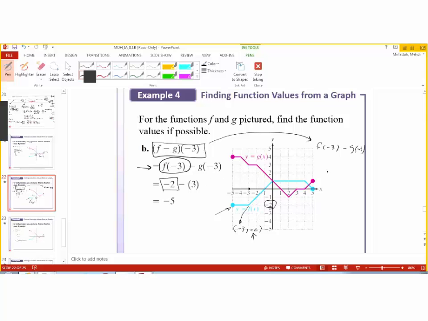And for the next one, you look at the g function, which is this one here, g of minus 3. G of minus 3 means at x equal to minus 3, come up here, and it looks like they're referring to this point here. So if x equal to minus 3 in the g function, y is equal to 3. That's why we have 3 here. So minus 2 minus 3 is equal to minus 5. So it's pretty simple looking at the graph for that.